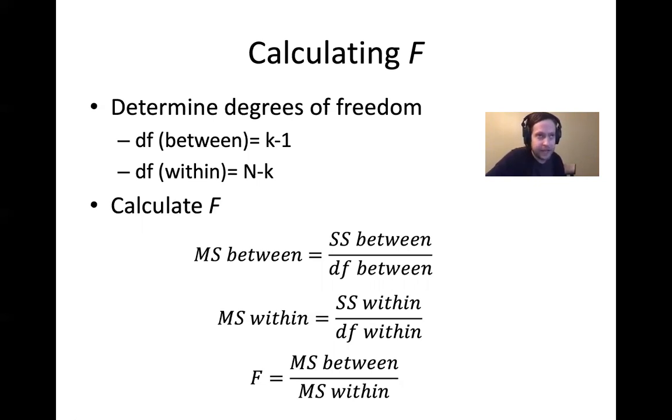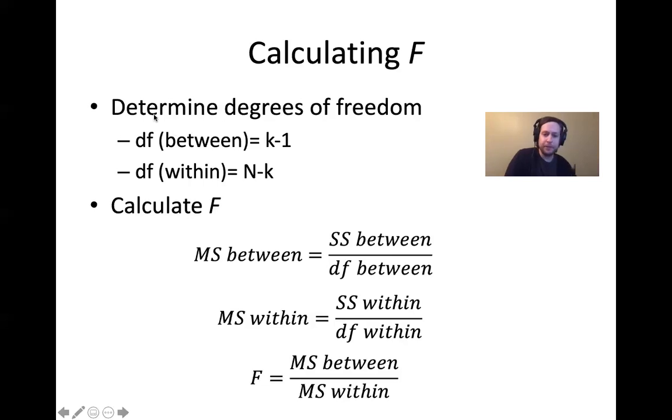For one sample T, the formula was n minus 1. For the paired samples t-test, the formula was n minus 1. For independent samples t-test, the formula was n minus 2, because we had 2 sample means for the independent samples t-test. But in each case, for the T's, there's just 1 degree of freedom. For F, there are 2 degrees of freedom that you have to report.